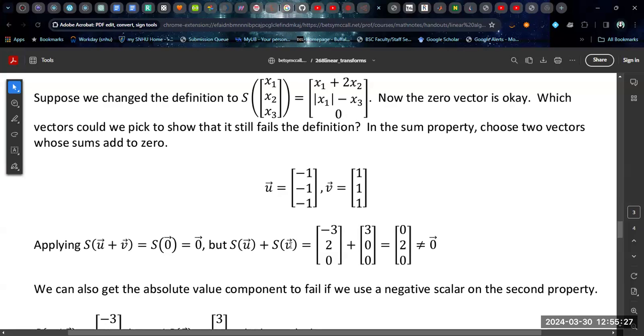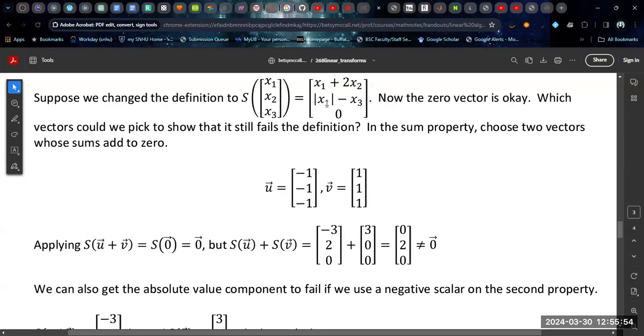And then if I apply this to the v vector, this is going to give me 1 plus 2 times 1, which is going to be 3. And then this middle component is going to be the absolute value of 1 minus 1, which is going to be 0. Again, the bottom component is 0. And if I add these up, my top component is 0, my bottom component is 0. That's great. My middle component is not 0, and that's because of this absolute value.